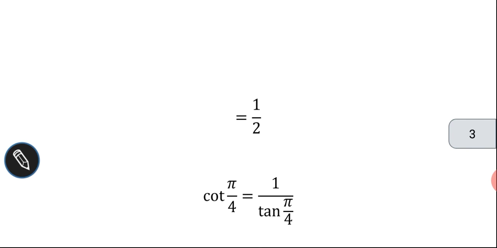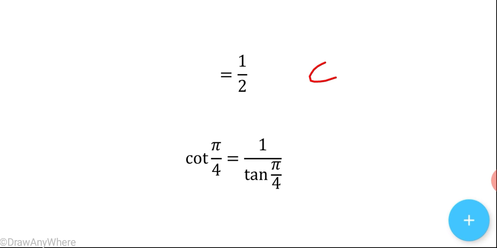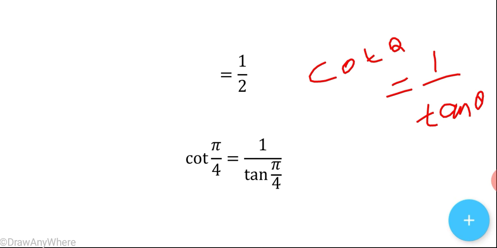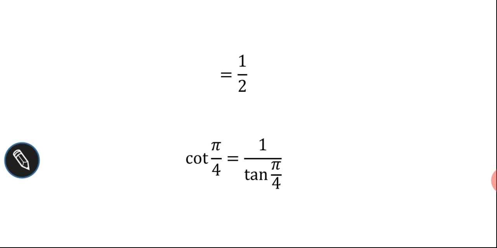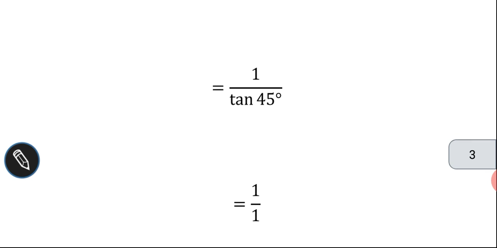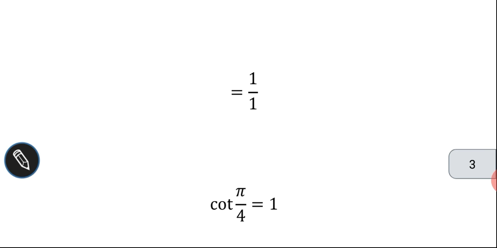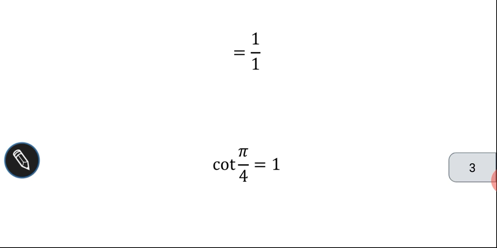Okay. Now find the value of cot pi by 4. So cot theta is equal to 1 by tan theta. In this problem theta is pi by 4. So cot pi by 4 is equal to 1 divided by tan pi by 4. Pi by 4 will be equal to 45 degree, so 1 divided by tan 45 degree. The value of tan 45 degree is 1. So 1 by 1 will be equal to 1. Therefore cot pi by 4 is equal to 1.